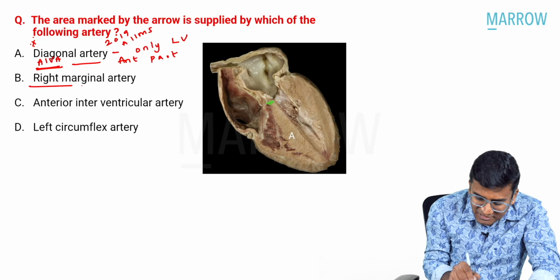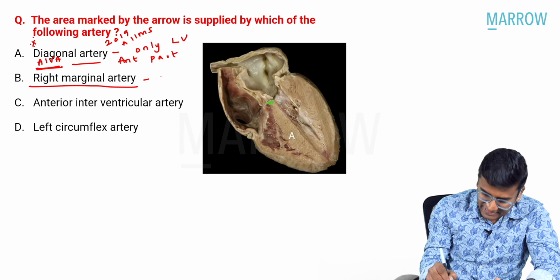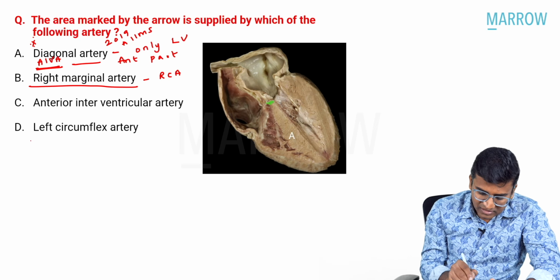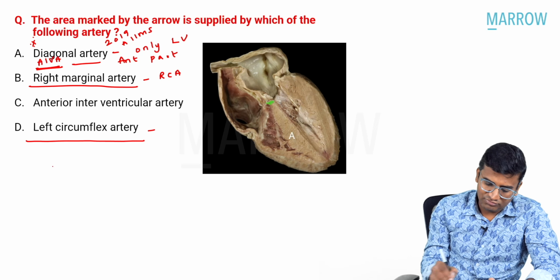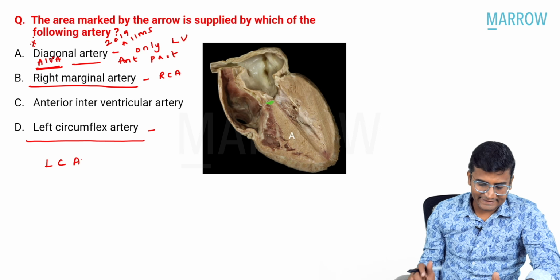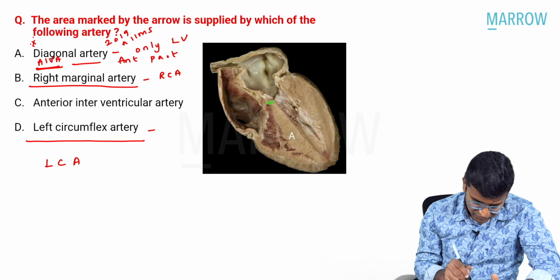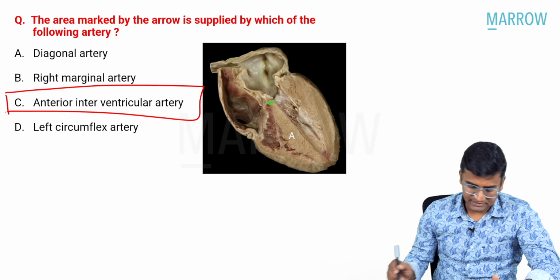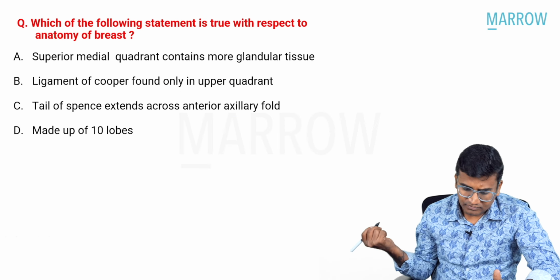Right. Now right marginal artery is a branch of, again, the right coronary artery. Okay, anterior artery, you know. Left circumflex artery, a branch of the left coronary artery. So now, what is the answer for this question? C is the answer for this question. Very easy question only.